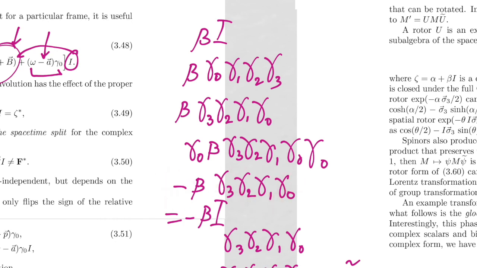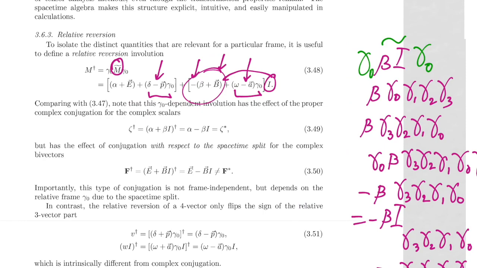And I equals I reversion. And this is I reversion here. So it's just minus beta I. So beta I goes to minus beta I under this operation of reversion and pre and post multiplication by gamma 0. So that's where this negative sign here comes from. And you can do the same for beta yourself.